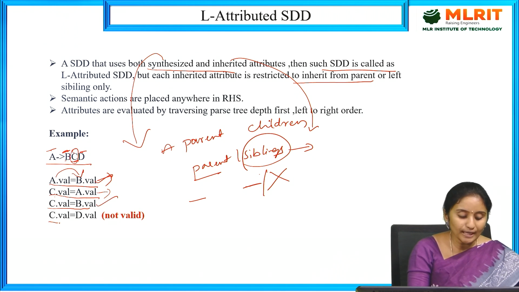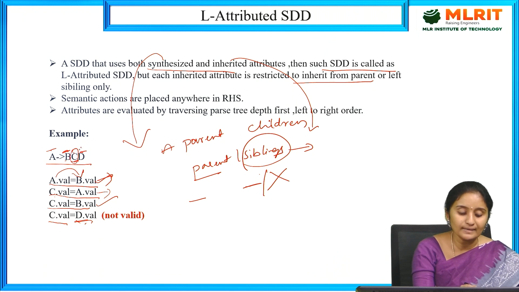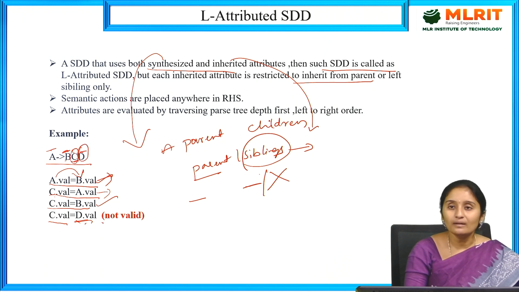Coming to here, C.val is equal to D.val. C.val is a node taking value from D.val. It is a sibling, but which sibling? It is the right sibling. So this is not a valid thing.